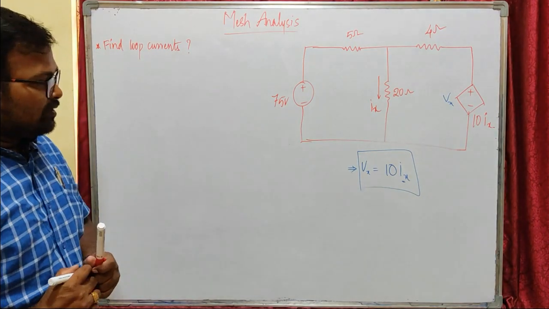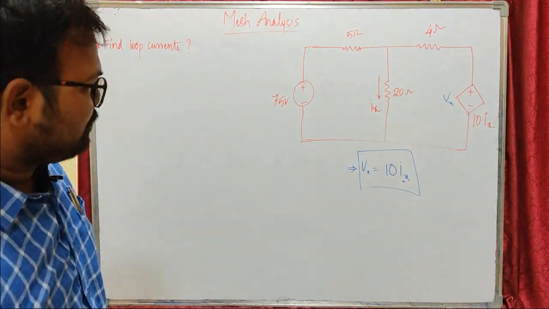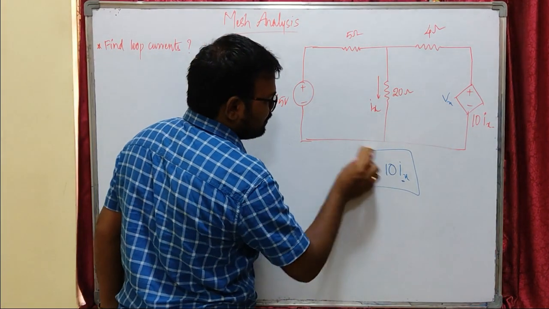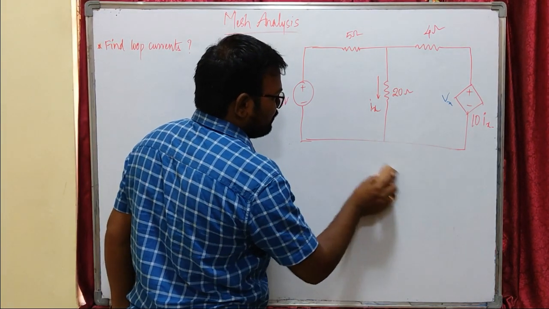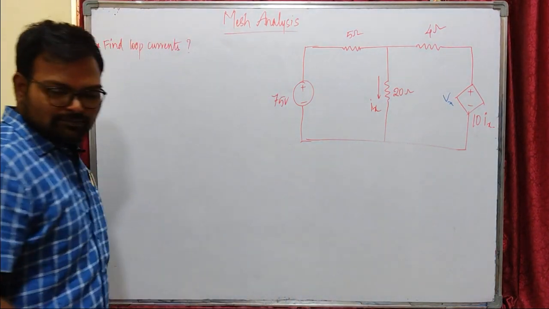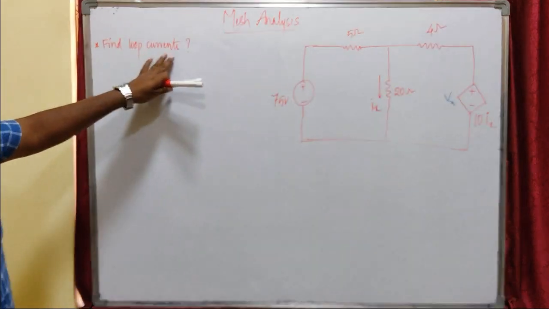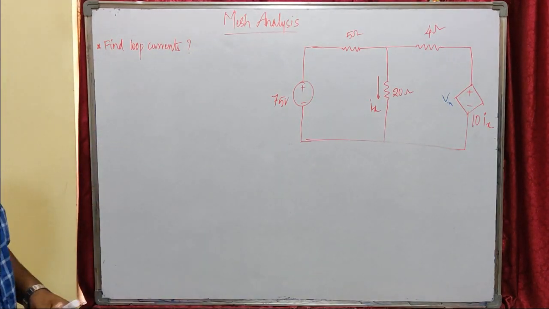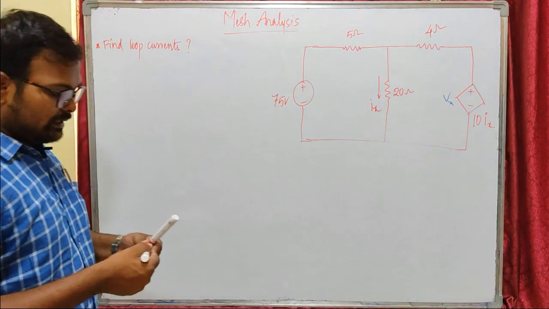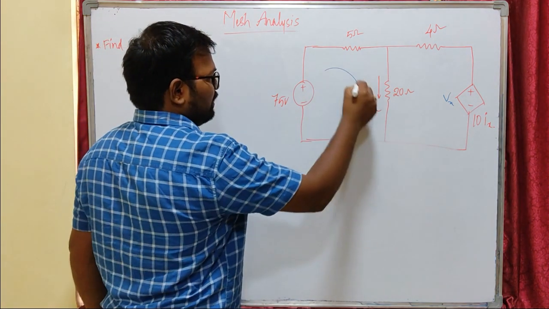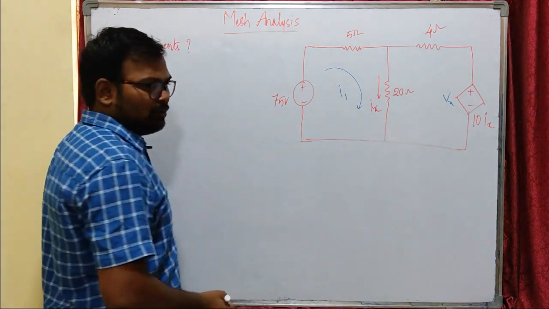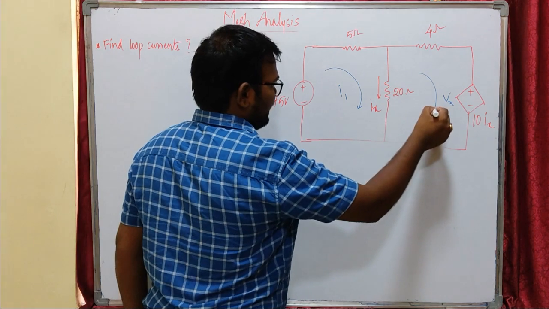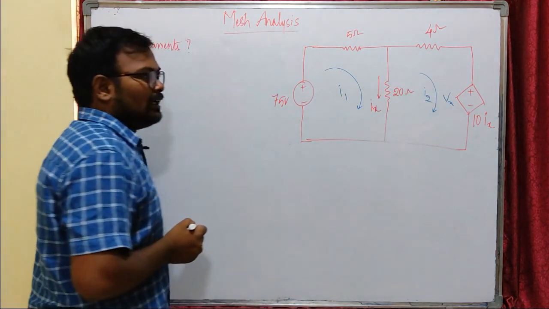Now let us understand how we can apply mesh analysis here and how we can solve for our loop currents. We are going to find loop currents in our mesh analysis. The given question is to find loop currents in the circuit. The first step is to assume our current directions. There will be two currents because there are two loops, I1 and I2. I have assumed the current directions in the clockwise direction.